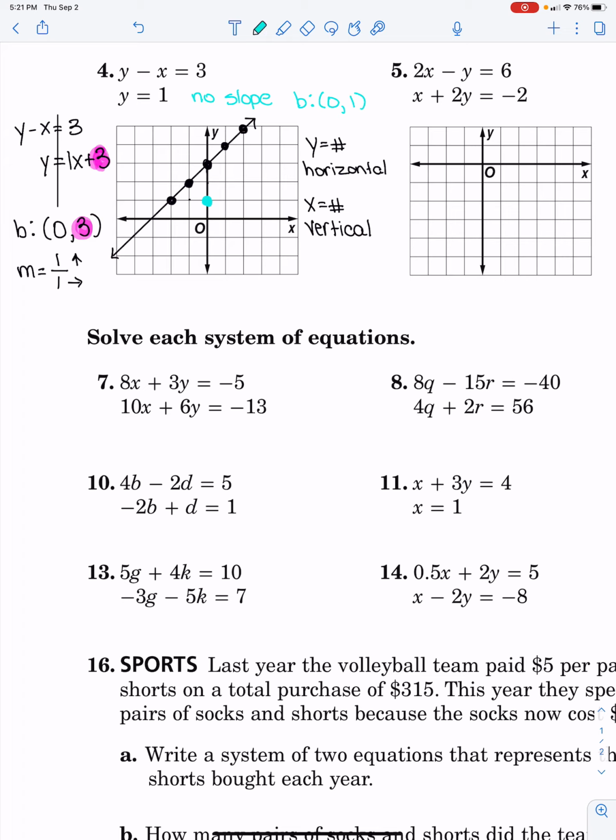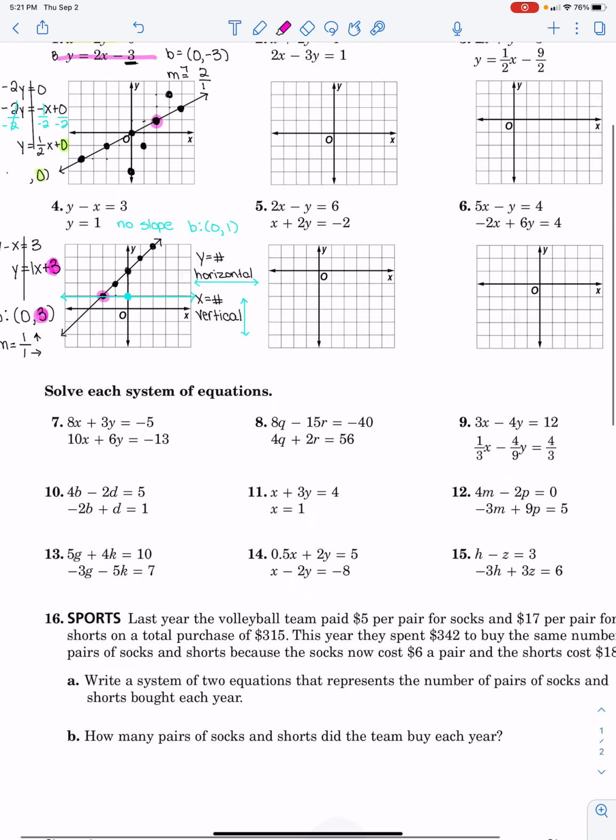Horizontal going left and right, and vertical would be going up and down. So now since we have y equals some number, this is going to be a horizontal graph. And our solution where these two meet is right there.